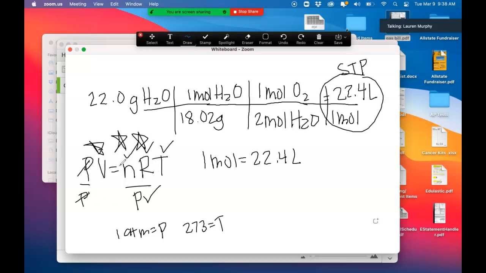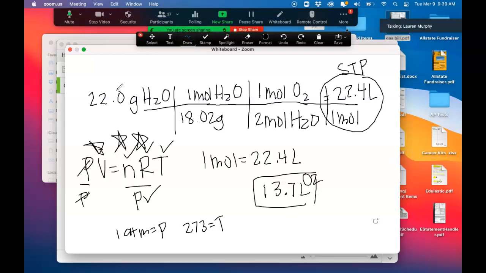I don't know the answer, so let me see. The answer comes out to be 13.7 liters of O2. So basically, if you were to take 22 grams of water and decompose it at STP, theoretically, that's how much oxygen should be produced. That's how much you should collect in a perfect world with no errors, which is impossible. But all these calculations we're doing are theoretical values.